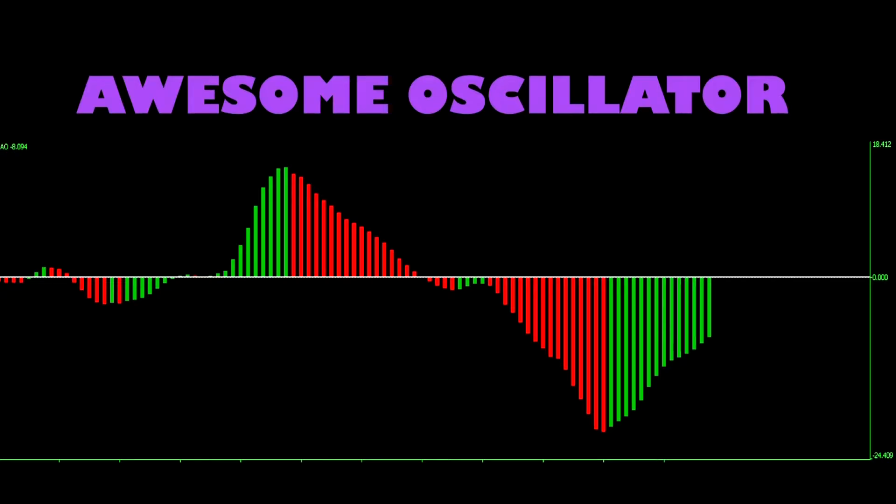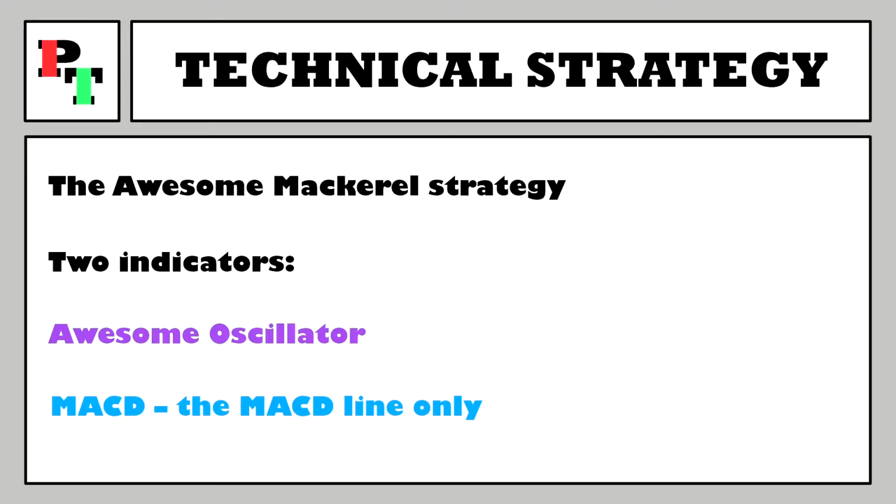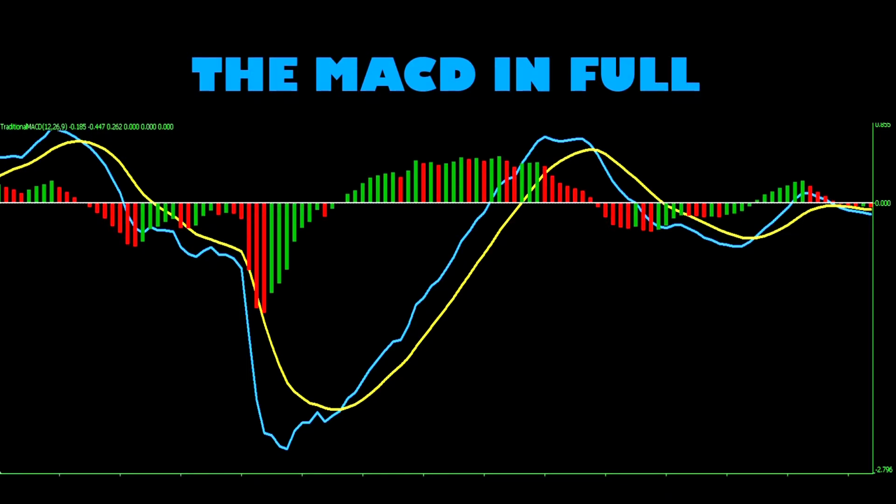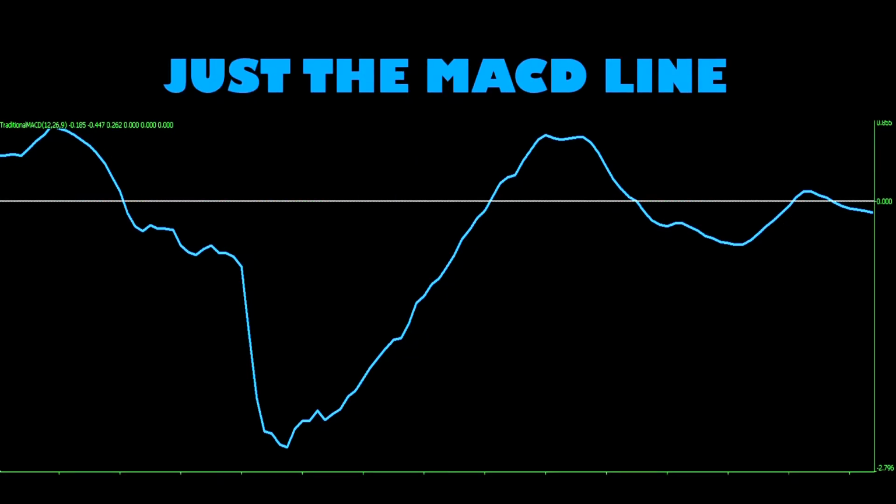A fairly simplistic formula. Our second indicator will be the moving average convergence divergence indicator, that's the MACD. But here comes the twist. We're only going to be using the MACD line. Let's check out the MACD in full here, and what we're going to do is strip all of this back, and instead it will just be that blue line there. That is our MACD line.